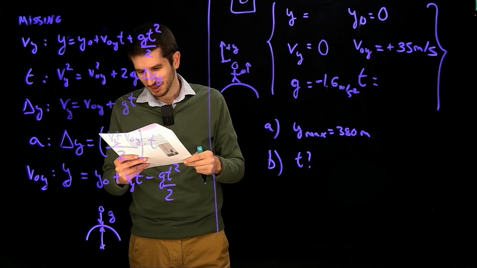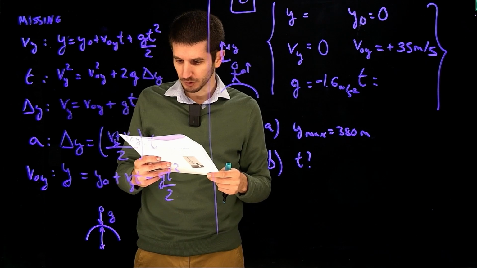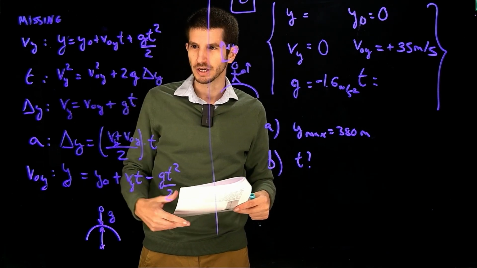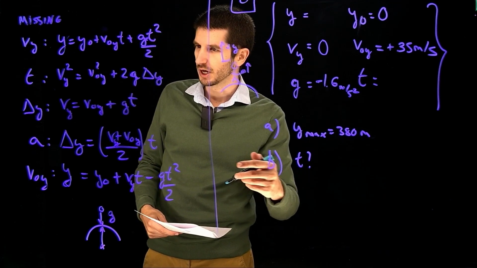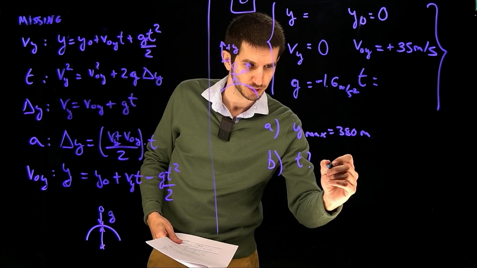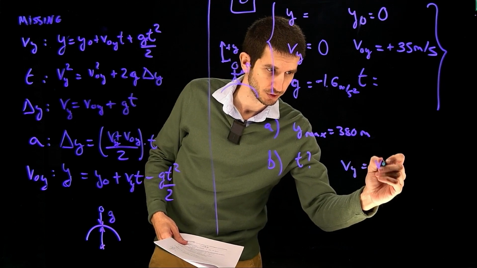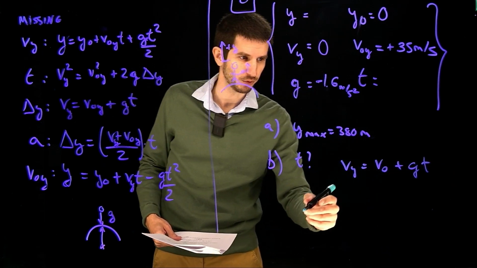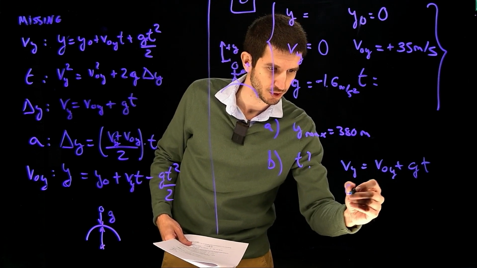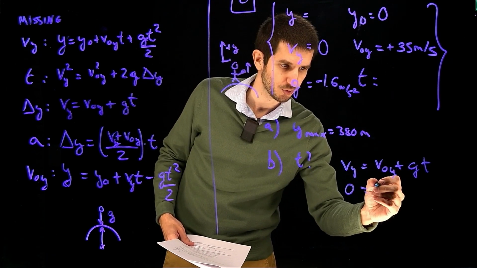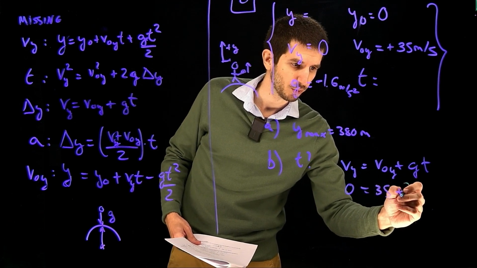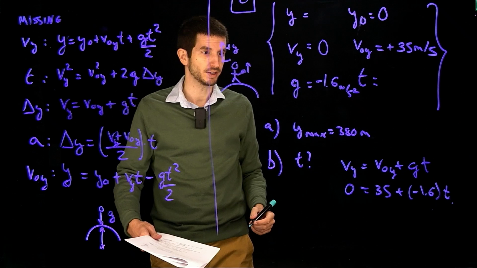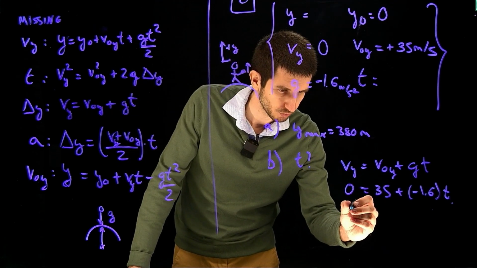Now, solving for time, we can write any of the equations. If we want, we can just directly use this one. If we use that one, we can use this equation. Why? Because now we know the final velocity, which is 0. We know the initial velocity, which is 35 meters per second. We know the gravitational acceleration, which is negative 1.6, and we want to find the time. So again, we can just solve for time.